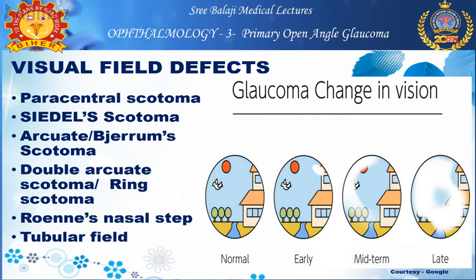The field defects initially start in the superior hemifield or the inferior hemifield, and when they progress, the arcuate scotomas coalesce, resulting in a double arcuate scotoma or ring scotoma. A nasal step is formed when there is a depression of one hemifield relative to the other. It is also called Roenne's nasal step. In the end stage, the patient is left with a central tubular or tunnel vision.